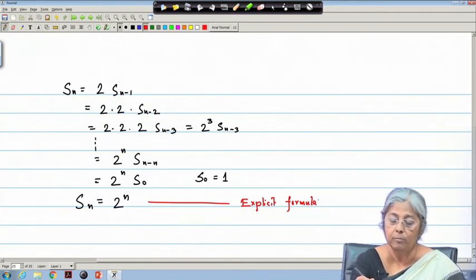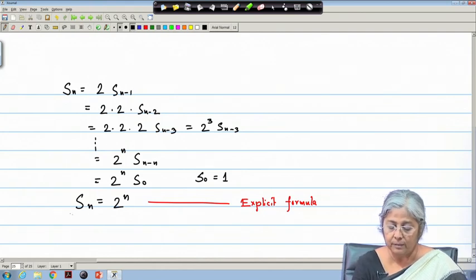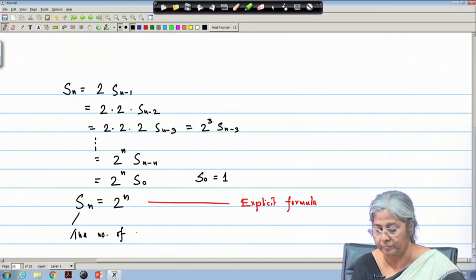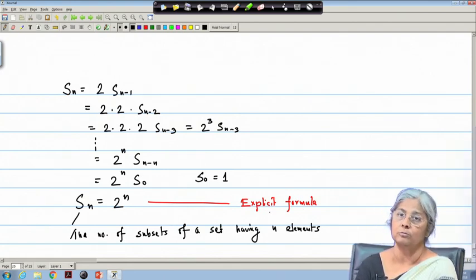For the number of subsets, Sn is the number of subsets of a set having n elements. So, we see how we can frame the recurrence relation and get an explicit formula. Actually, this explicit formula is called the solution, a solution that satisfies the sequence we get.